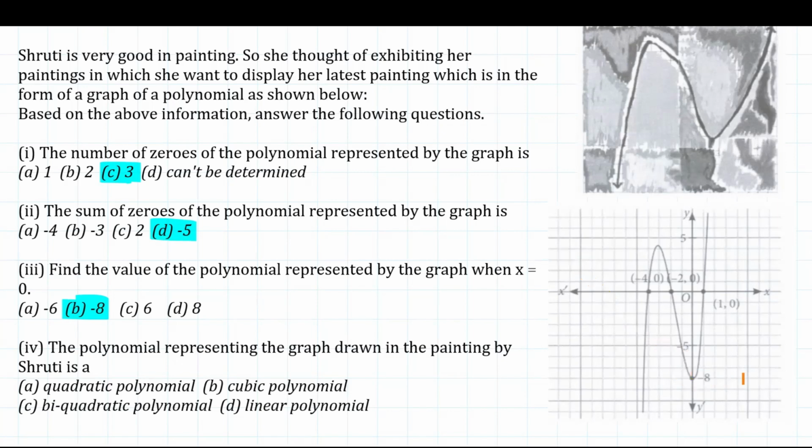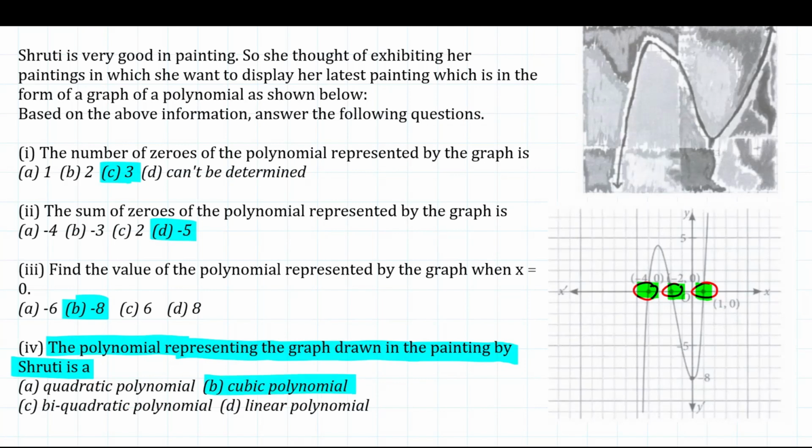Now coming to the last part. The question here is the number. Now, the polynomial representing the graph drawn in the painting by Shruti is what? Well, what you can see, it has how many zeros? It has 1, 2, 3. Now, it has three zeros, so it can be cubic, right? Cubic or even of higher degree. Well, as of now, from the graph, it is very clear that it has exactly 3 zeros, so we will say that it is a cubic polynomial, right? So when a polynomial has 3 zeros, we say that it is cubic.